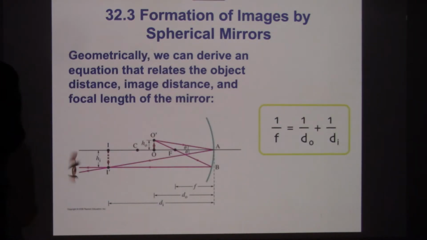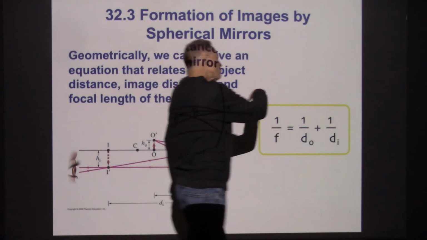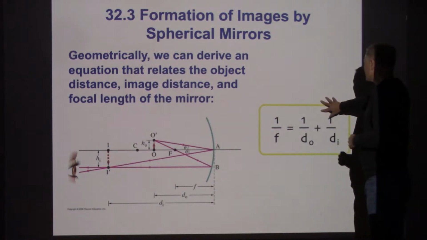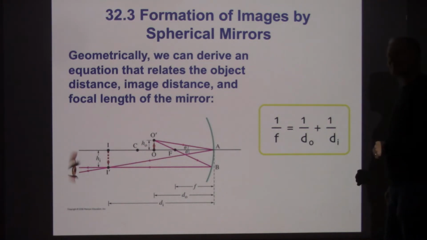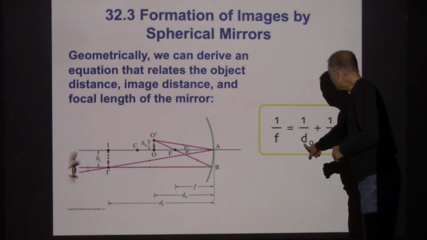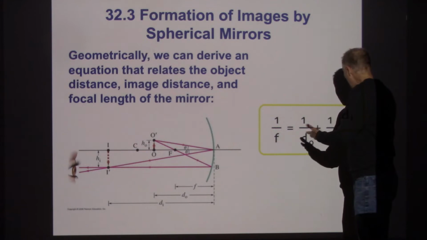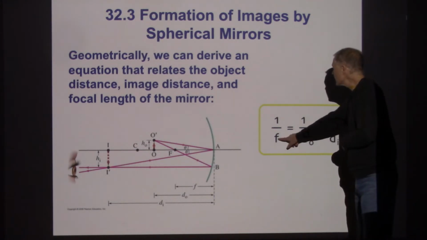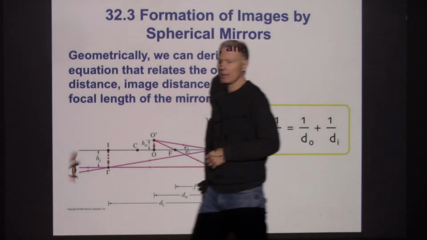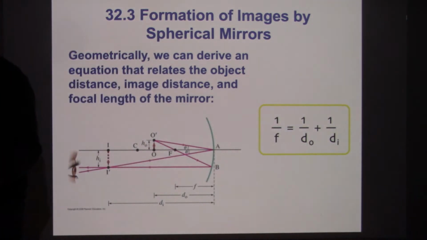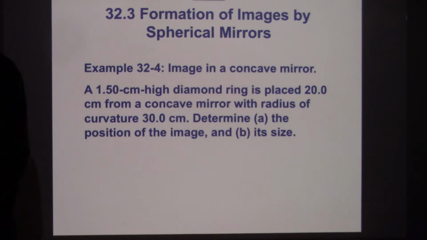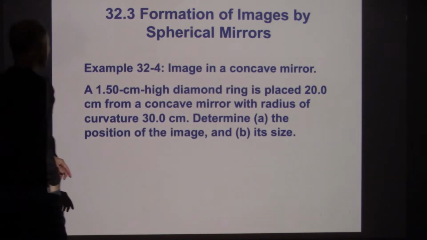So let me just say this too. This formula is reasonably straightforward. What makes it difficult is I've got to keep track of DO, is it plus or minus, DI, is that plus or minus, the focal length, is that plus or minus. So those values could be plus or minus, and that's actually where a lot of the work comes in. So let's try another example here.